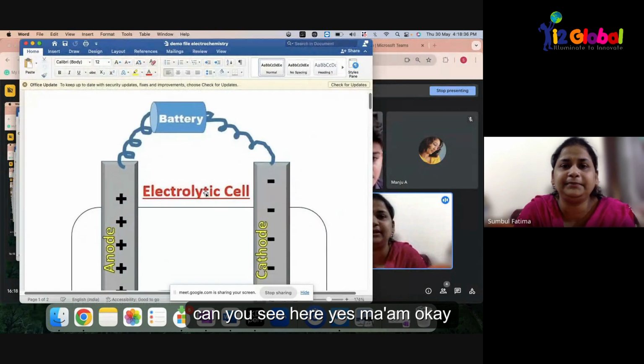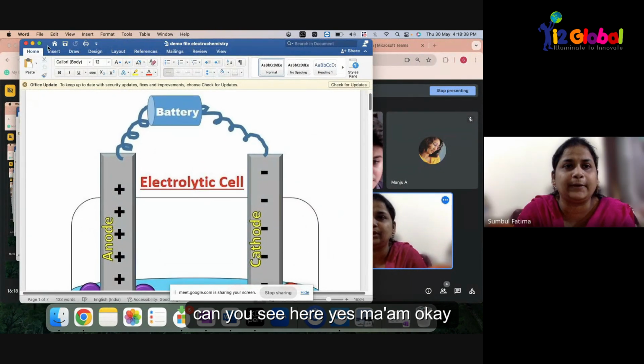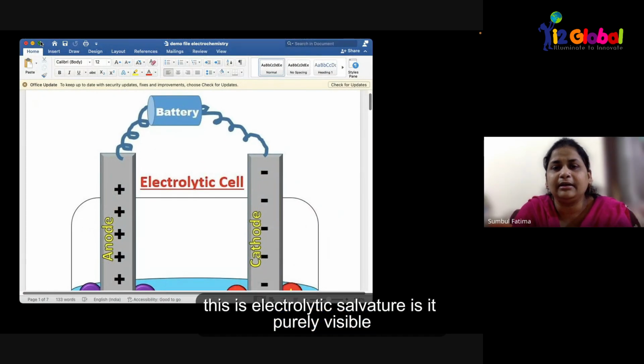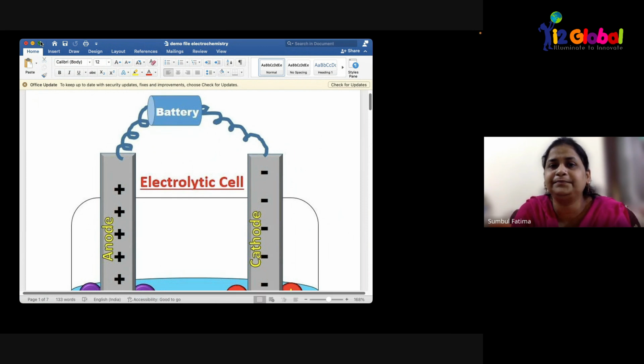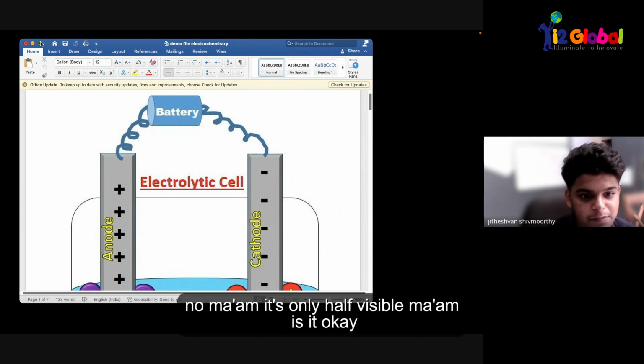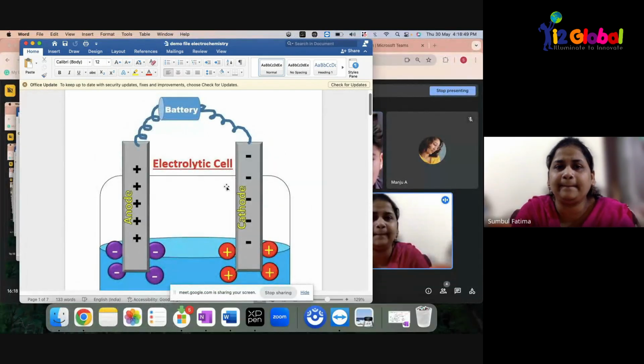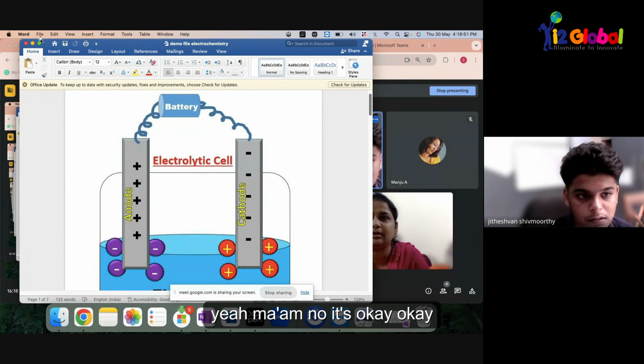Can you see here? Yes, ma'am. Okay, this is electrolytic cell, beta. Is it clearly visible? No, ma'am. It's only half visible, ma'am. I guess. Now is it okay? Yeah, ma'am. Now it's okay.